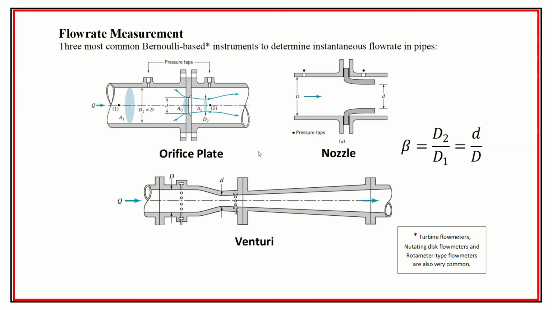So there are three types of what we could call Bernoulli-based flow meters. You might even say that there's four if we included pitot tubes, which I do have a homework problem where I have a pitot tube. And I'll give away at some point the answer to part B of the pitot tube homework problem if you listen to the videos very closely. So the three types of Bernoulli-based flow meters are the orifice plate.